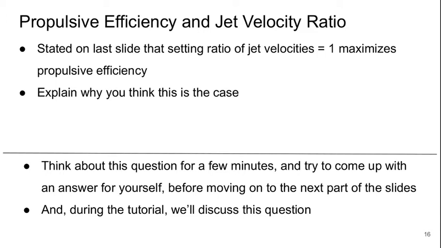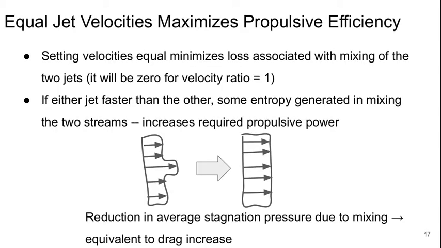So we left off with this question about why having the ratio of the jet velocities be 1 would maximize propulsive efficiency. And the reason is basically that this is going to minimize mixing loss, right? When I've got two jets at different speeds, there'll be a shear layer that forms between them. And there'll be entropy generated as that shear layer causes the two streams to mix, and that increases the required propulsive power.